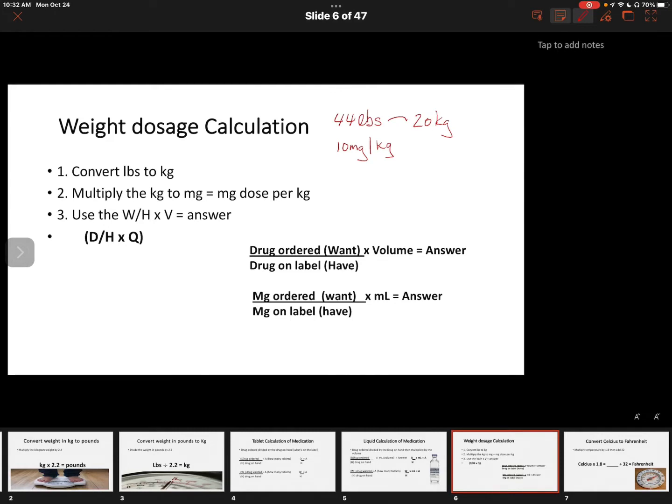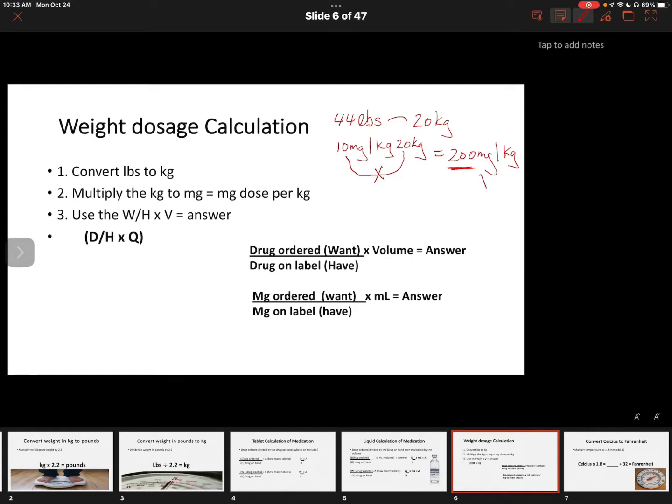So here, the second step, multiply the kilogram to the milligram. So if I have 20 kilograms, I'm actually going to multiply that by 10. So I'll give you a second to do that. You have 10 multiplied by 20. You should come up with 200. So it's 200 milligrams per kilogram. So every kilogram that the patient weighs, according to our calculation, they should receive 200 milligrams.